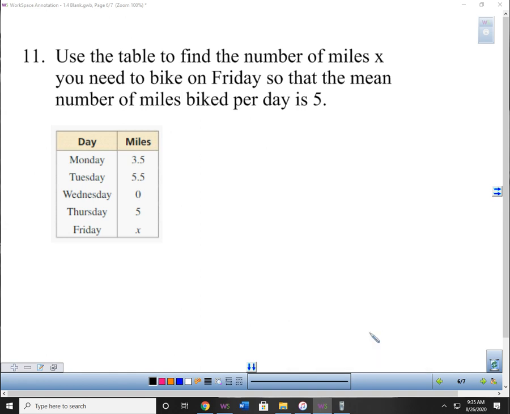Okay, so we're going to use the table to find the number of miles, X. That's the number of miles you need to bike on Friday so that the mean, what does mean mean? Which is called the average. All right? So that the average number of miles biked per day is 5. So you guys just told me that to find the average of something, you add it all up and divide by how many there are, correct?